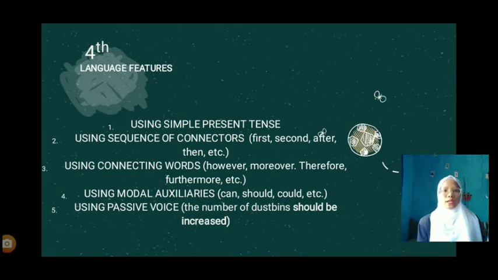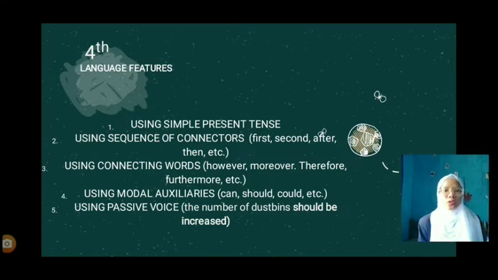And the second one is about using sequence connectors, for example, like first, second, after, and then, and etc. And the third is about using connecting words, for example, like however, moreover, therefore, furthermore, and etc. And the fourth is using modal auxiliaries. It can be can, should, could, would, and etc.